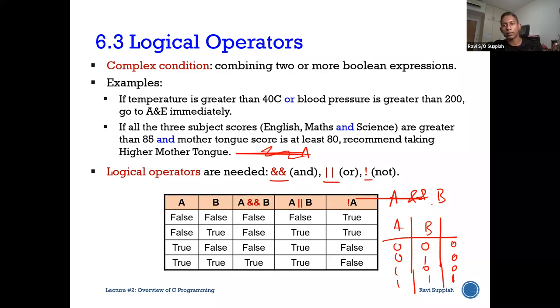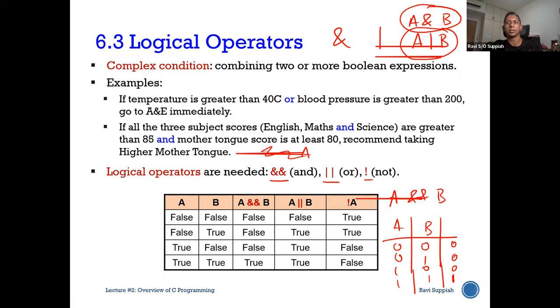Then there's also another variation to this, which is the single AND and the single OR. So if I say A and B, A or B. Can anybody tell me what we are doing here? A and B, A or B, what is this? What kind of operation do we call this compared to a double AND or a double OR?